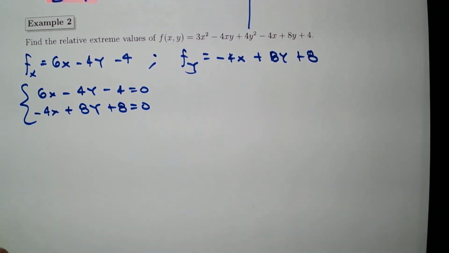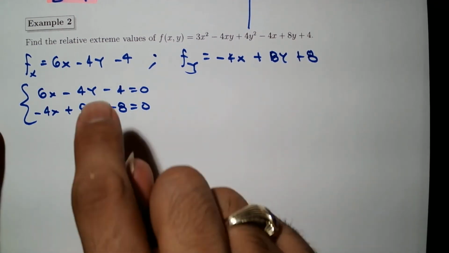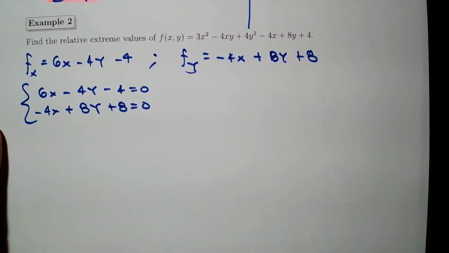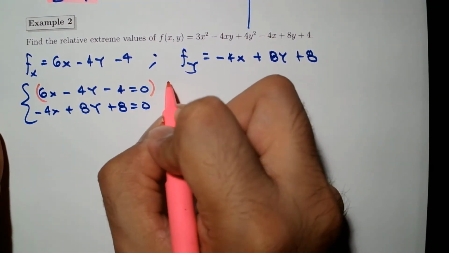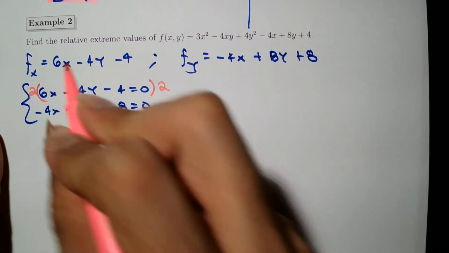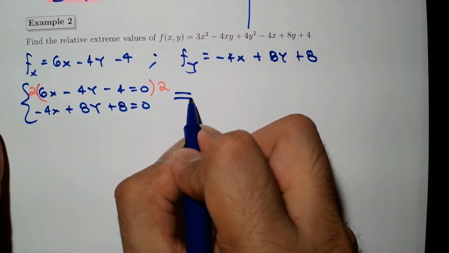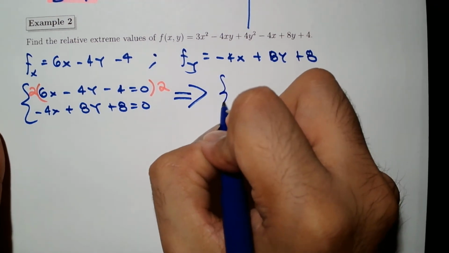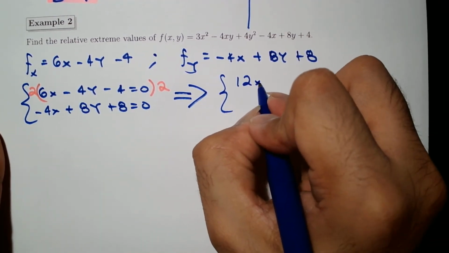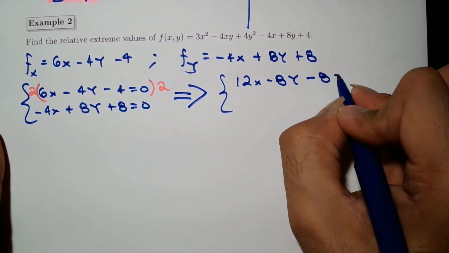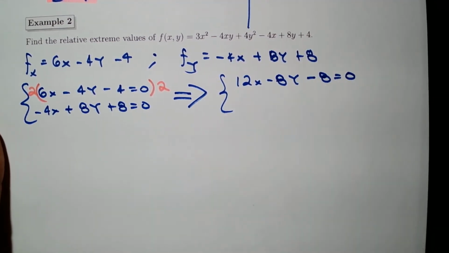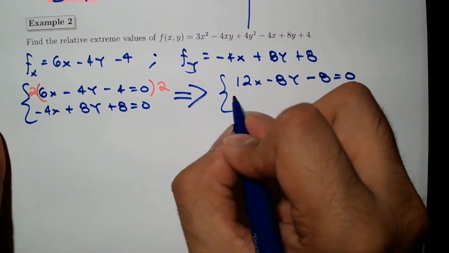In this case, you could use the method you prefer. It's up to you. However, I'm going to use elimination, because if you look at the y's, if we multiply the first equation by 2, the system becomes 12x minus 8y minus 8 equals 2 times 0, that's also 0. The second equation remains the same.